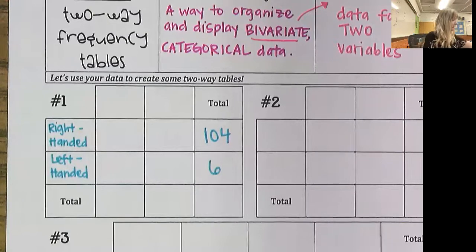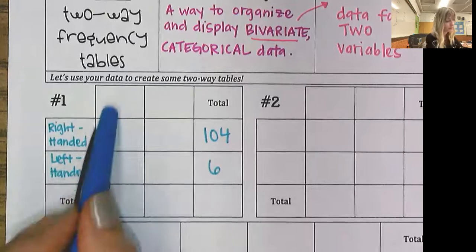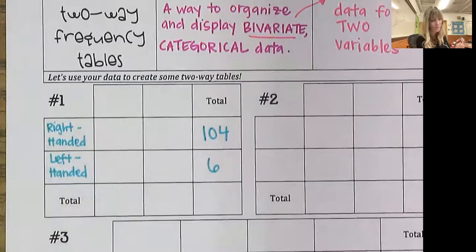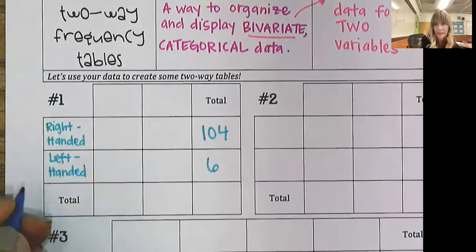Okay, I also gathered more information from you, and I'm going to put the other variable in this other column. Okay, so I'm going to use these columns to get another variable. Another question I asked you is, do you play an instrument?